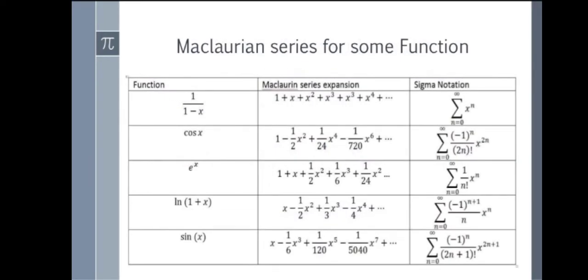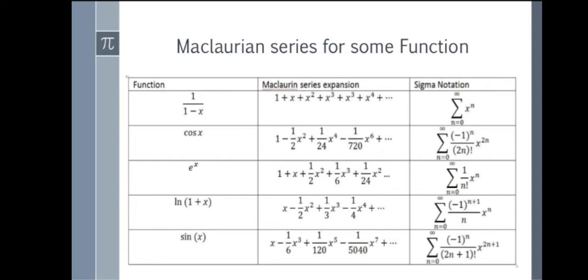Maclaurin series for some functions. Function 1 by 1 minus x. Maclaurin series expansion 1 plus x plus x square plus so on. Sigma notation: sigma n equals 0 to infinity x power n. Function cos of x. Maclaurin series expansion is 1 minus 1 by 2 x square plus 1 by 24 x power 4 minus 1 by 720 x power 6 plus so on.